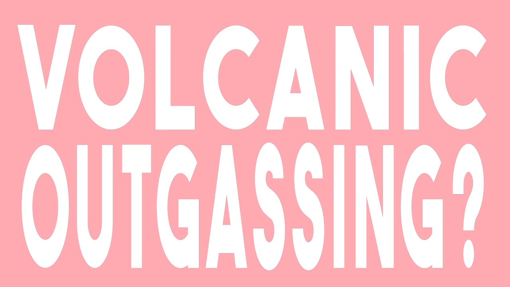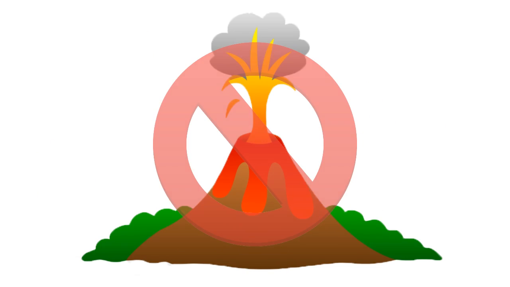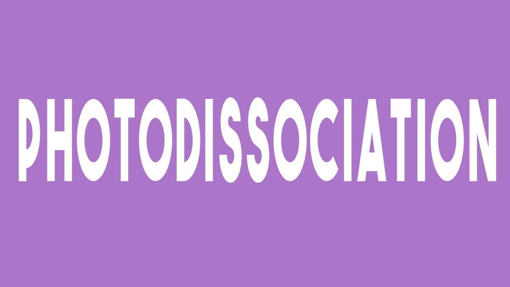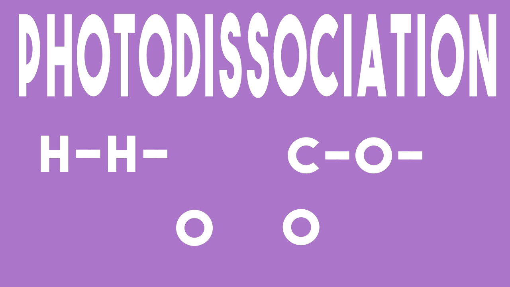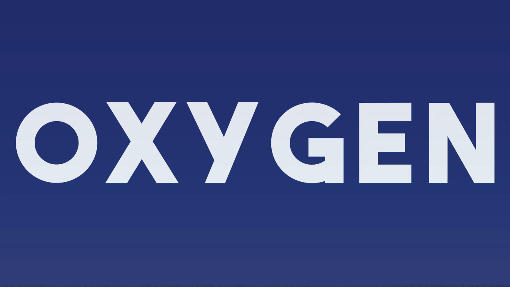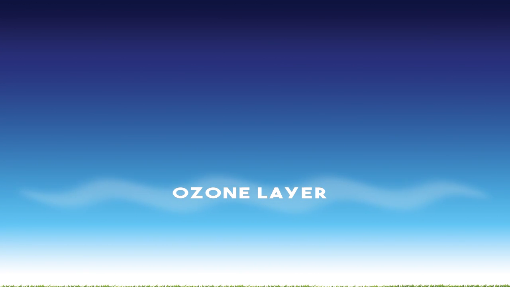Notice how oxygen wasn't on the list of gases created in volcanic outgassing? This is because oxygen wasn't pumped out of a volcano like the rest of our gases. Instead, it was created through the process of photodissociation. This is where water vapor and carbon dioxide molecules are split, leaving oxygen molecules available to combine to form O2, oxygen. Photodissociation allowed for the creation of the ozone in the stratosphere.